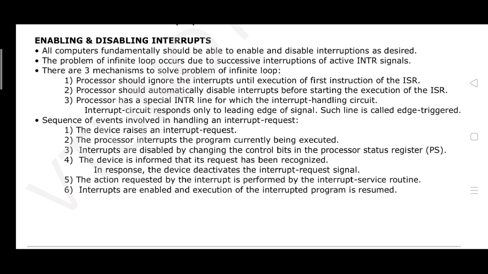So, three mechanisms to solve the infinite loop problem. If multiple devices are simultaneously requesting, or in certain situations which may cause an infinite loop, that is a continuous execution, right? Continuously the same interrupt request will be asserted. That is what is called an infinite loop. To overcome the situation, we have three mechanisms.